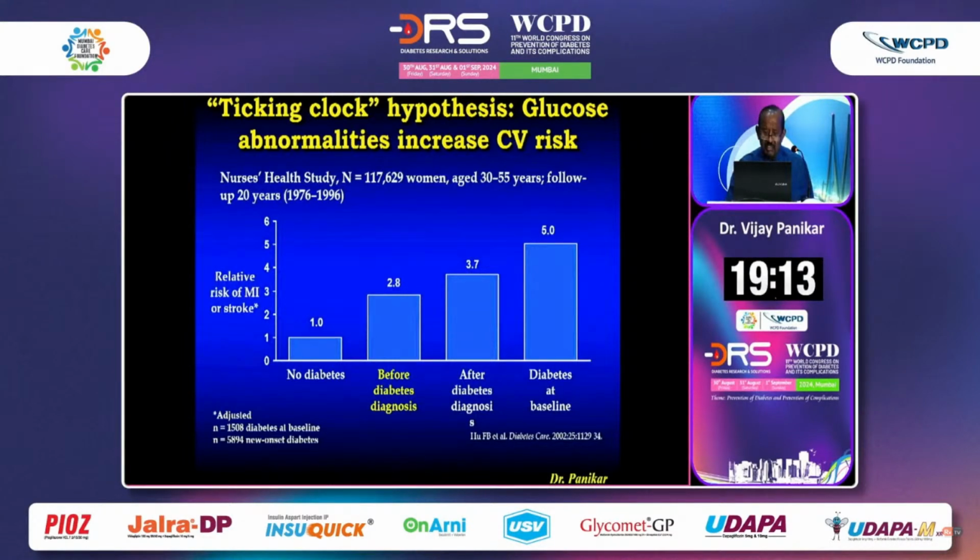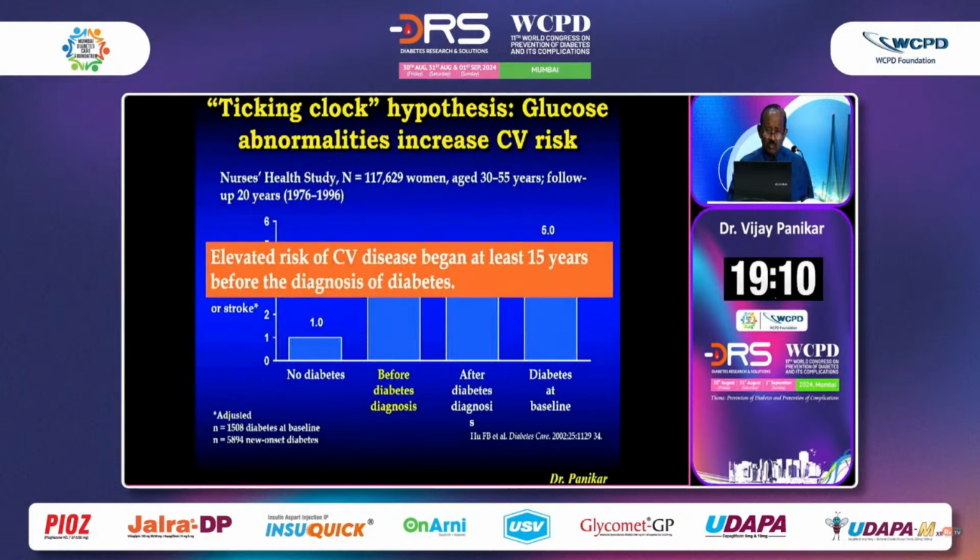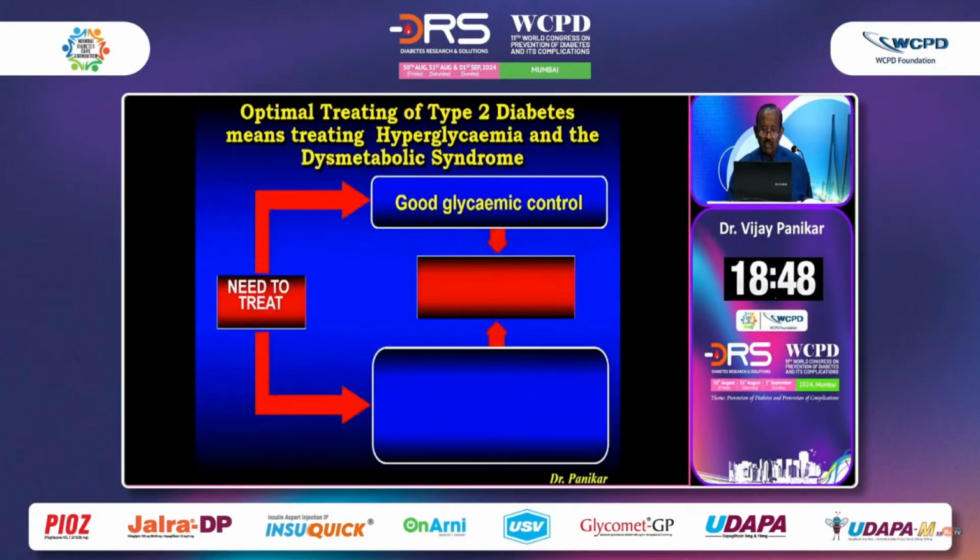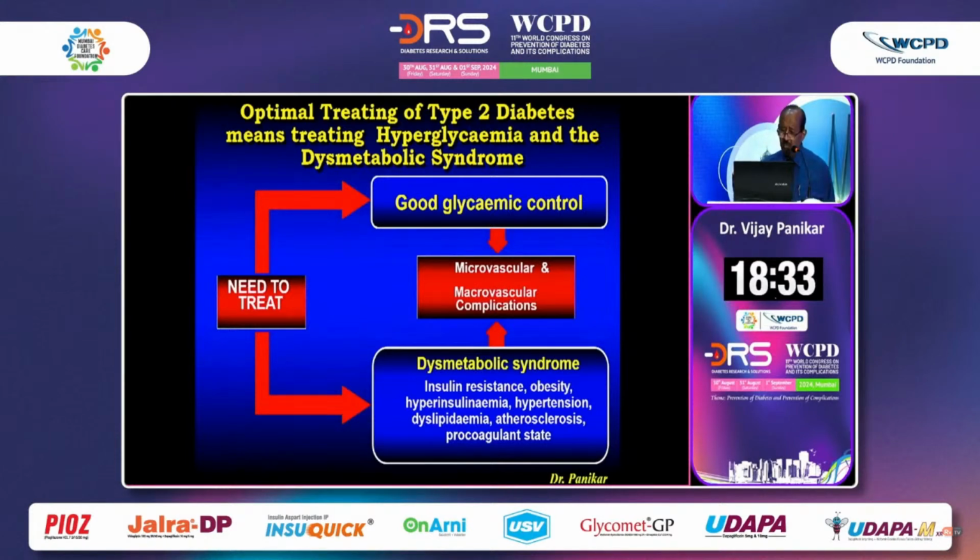I won't go into the details of this study, but what this study really told us was that the elevated risk of cardiovascular disease began at least 15 years before the diagnosis of diabetes. I repeat, elevated risk of cardiovascular disease began at least 15 years before the diagnosis of diabetes. We are just being glucocentric, but all this problem is already going on. So the optimal treatment of type 2 diabetes needs good glycemic control. That good glycemic control is responsible to prevent only microvascular disease. The macrovascular disease is because of the dysmetabolic syndrome, insulin resistance, obesity, hyperinsulinemia, hypertension, etc.